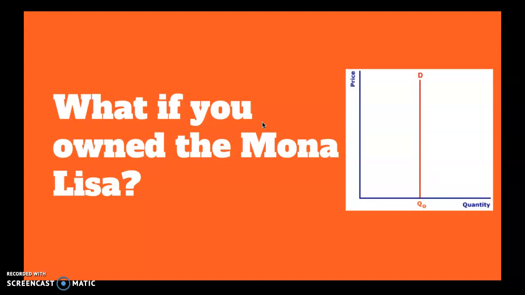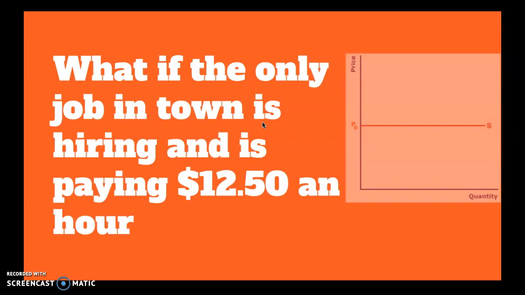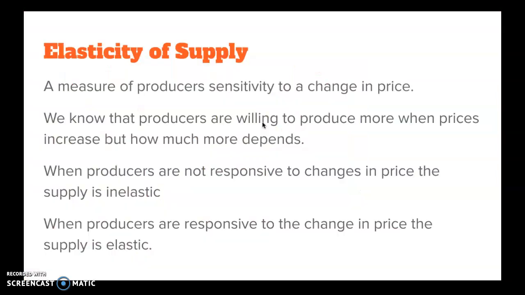So let's look at the supply side. Let's say you own the Mona Lisa. Okay, is your supply elastic or inelastic? Well, it would be perfectly inelastic. There's only one Mona Lisa. So depending on the price of any particular product or the demand, there's only one. So you can only supply one, and therefore you'd have a perfectly inelastic supply. But what if the only job in town is hiring and paying $12 an hour? Well, in this case, we're talking about the resource market, not the product market. But in this case, what you would see is that the supply is $12.50. So the price of what people are hiring at that particular price is going to be perfectly elastic.